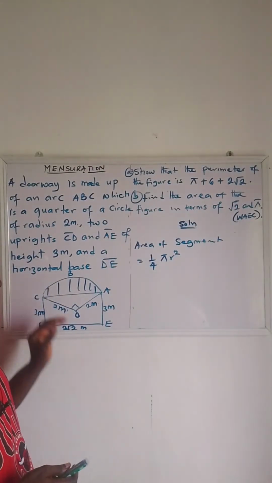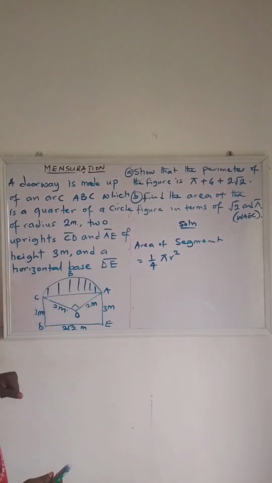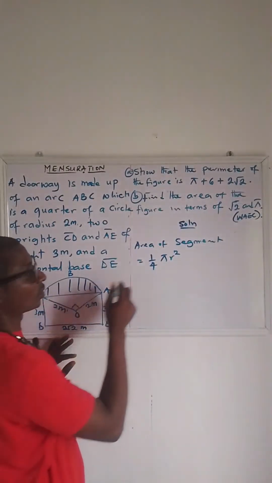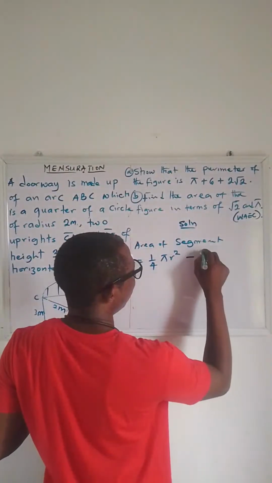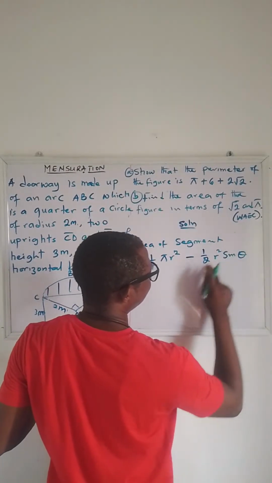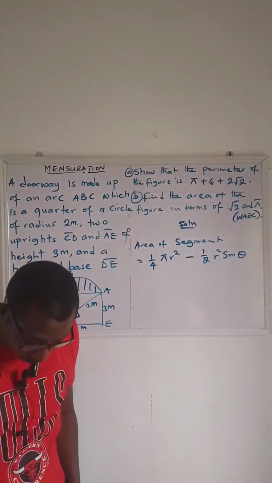Now, out of this sector, let me take away this triangle. I'm taking away this triangle so that I'll be left with the segment. So minus 1/2 r squared sine theta. This is the formula for the area of a triangle.